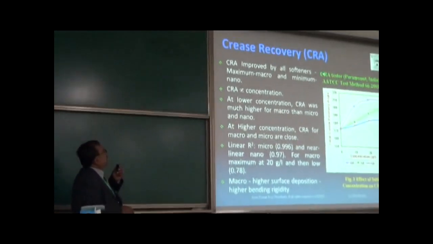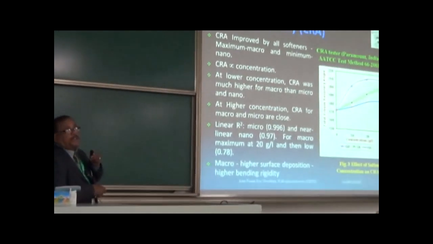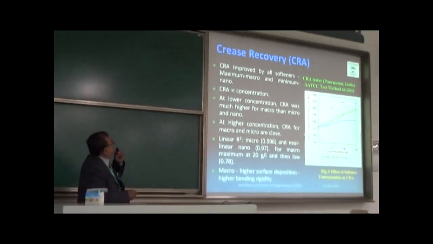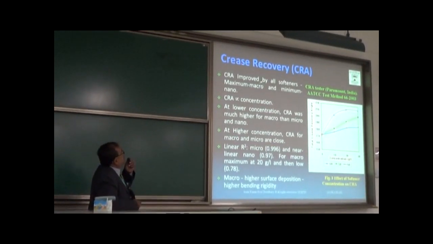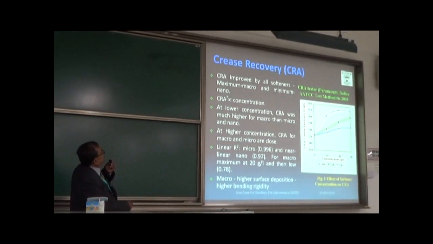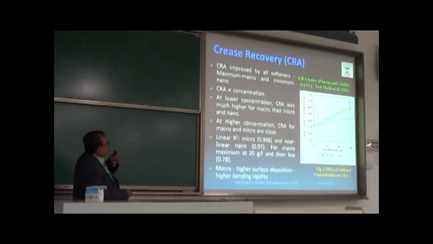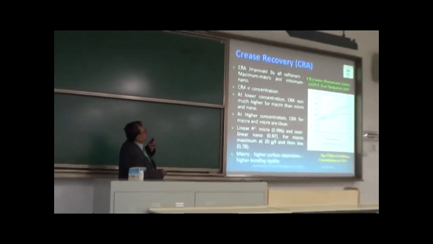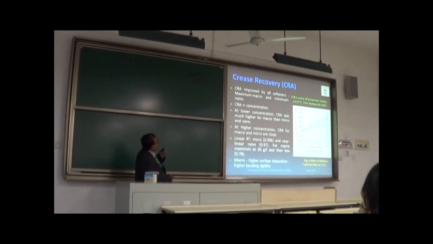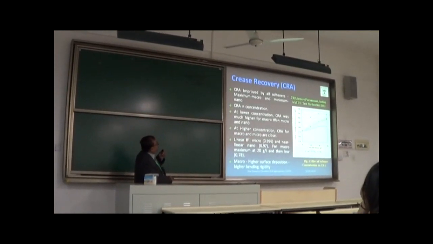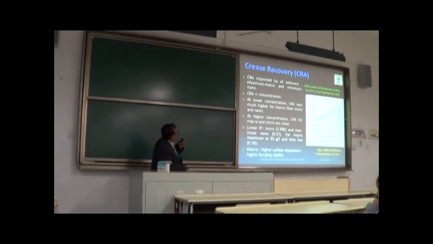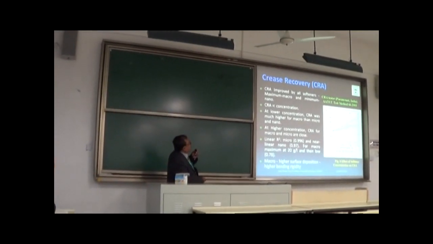Then crease recovery property, which was measured in terms of crease recovery angle. Crease recovery angle increased with all the finishes. The property was improved by all three. Maximum was with macro and minimum was with nano. And the crease recovery angle changes directly with concentration. At lower concentration, the angle was much higher for macro and micro. At higher concentration, they are very close.